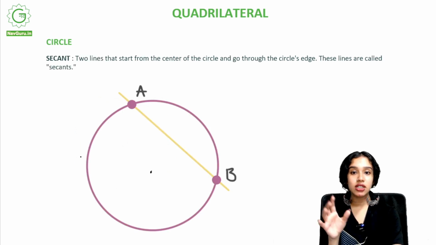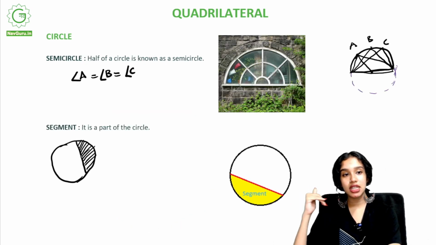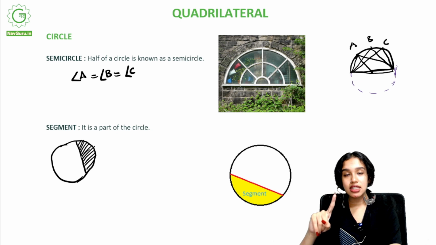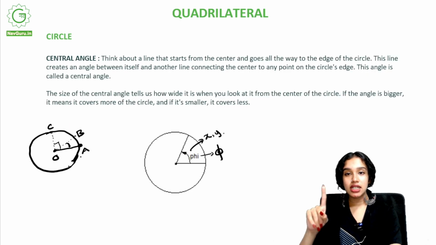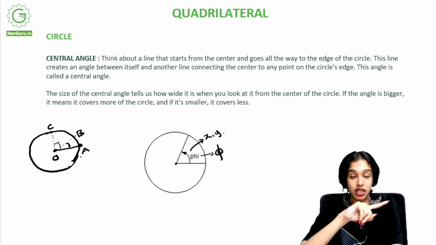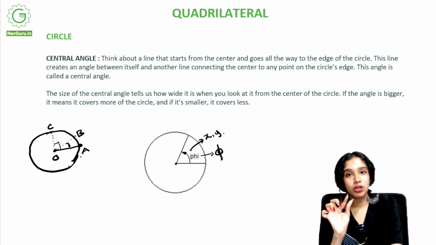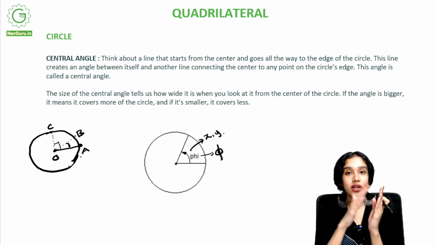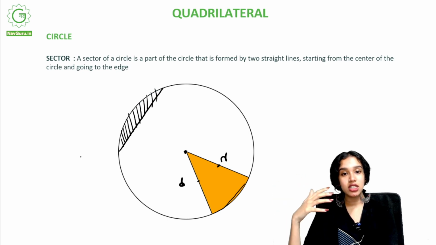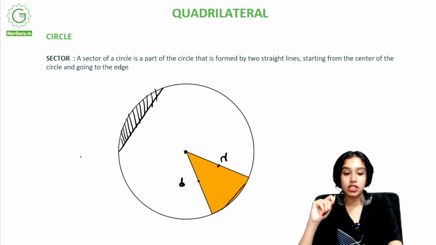Now a secant is a line which goes through the circle's edges. A semicircle is half of the circle, and we talked about the property of the angle of a semicircle. Then a segment is a part of the circle. Central angle is the angle subtended by one line and another line. When the central angle is small, the part which is covered is very small. If the central angle is huge, the part it covers is very huge. Then we talked about the sector, which is a part of the circle formed by two straight lines starting from the center of the circle and going to the edge.